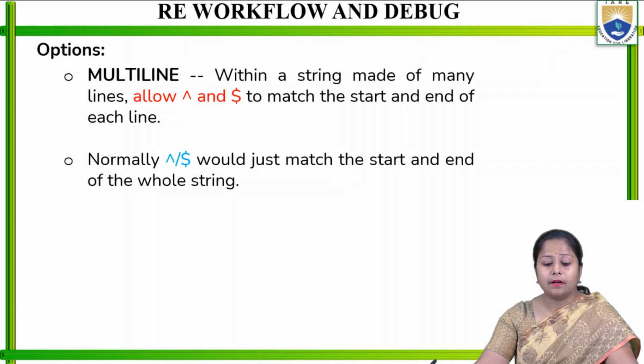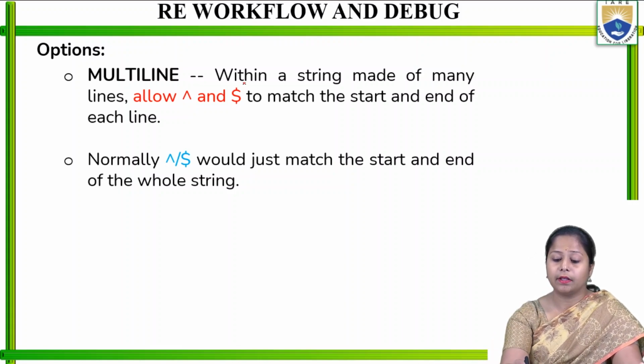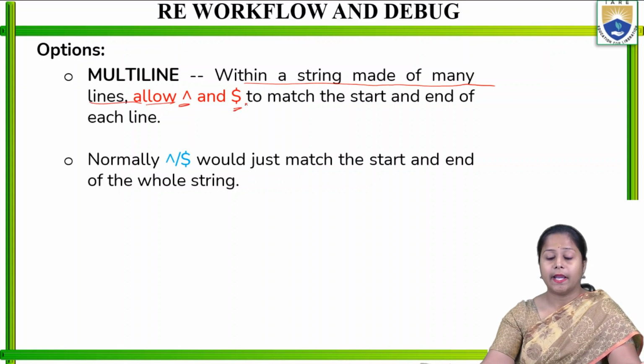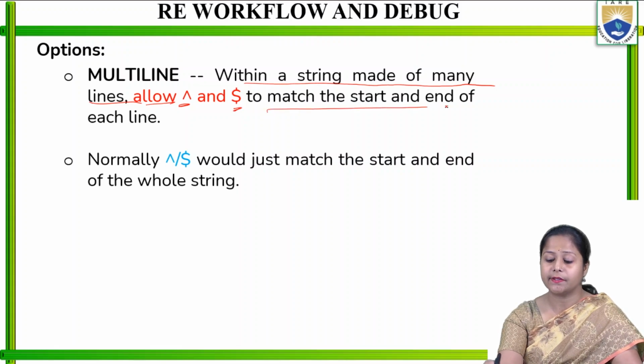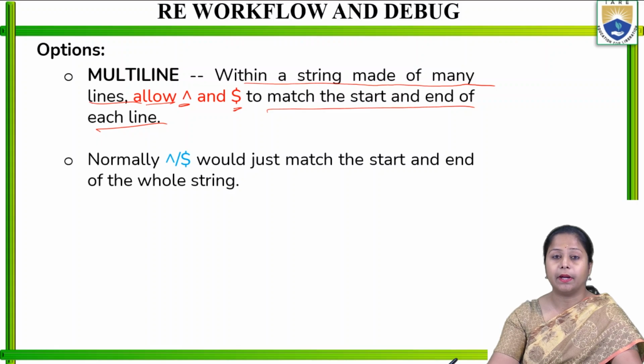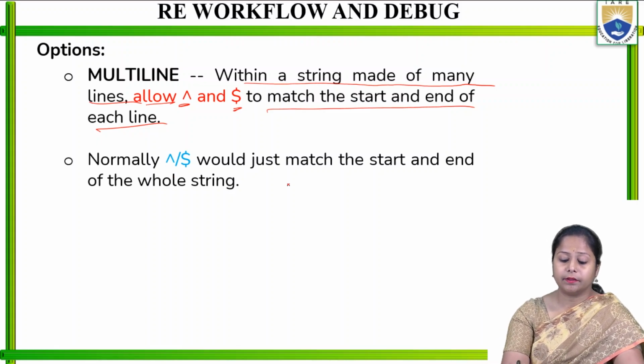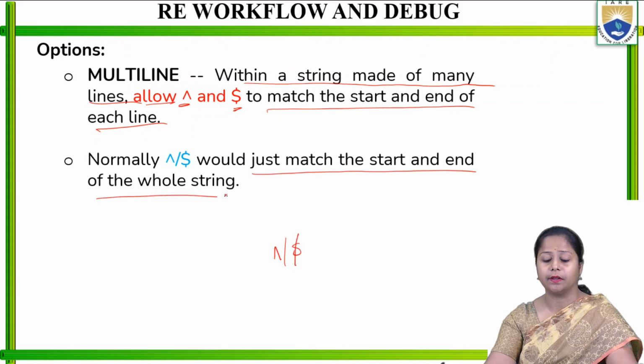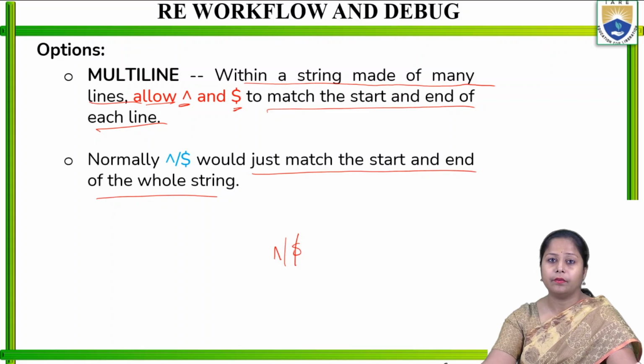Another option is MULTILINE. Within a string that is made of many lines, that is going to allow the upward character and the dollar sign to match the start and end of each line. So at one place we can write that with the multiline option. Normally the upward character and the dollar would just match the start and end of the whole string. That is the use of the multiline option.